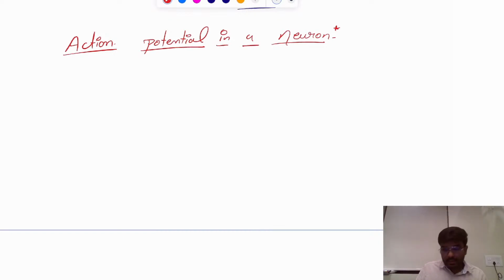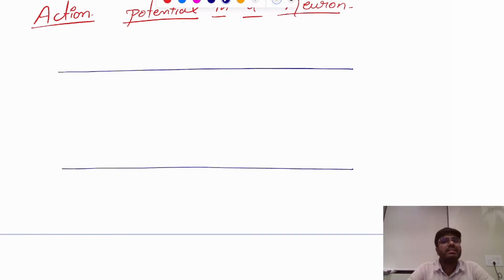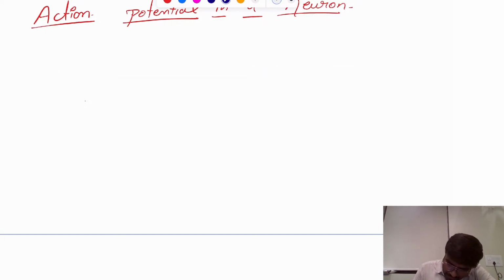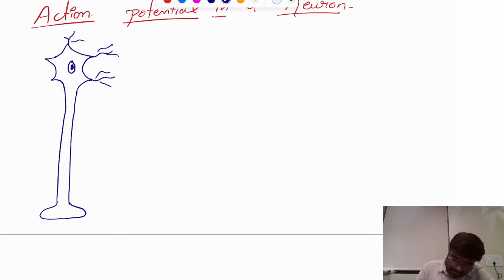Look here, guys. Imagine this is one neuron. Now you know the parts of the neuron, right? First, let me explain the parts of the neuron. This is the cell body. This is the axon. This is the nerve terminal. This is the nucleus. These are the dendrites.